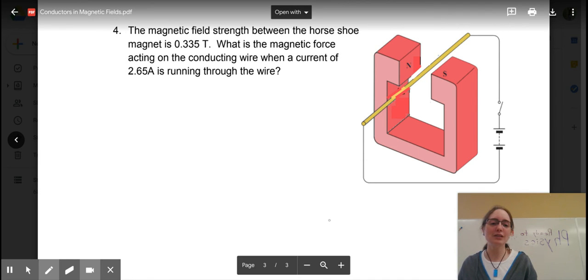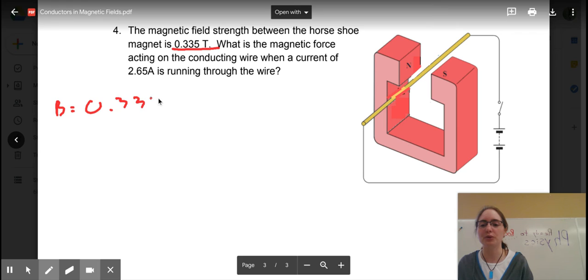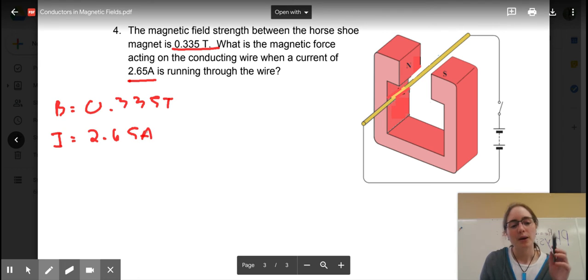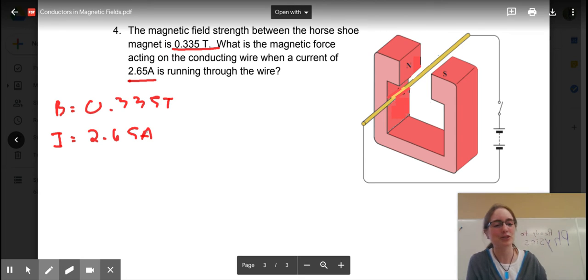Okay. So let's look at our setup here. We have a magnetic field with a horseshoe magnet, and our magnetic field strength there is going to be 0.335 Tesla. What magnetic force is acting on the conducting wire when we have a current of 2.65 amps? So let's do some thinking here, ladies and gentlemen. I haven't given you all the information we need for this question. We're going to do some labeling before we even get to this question.